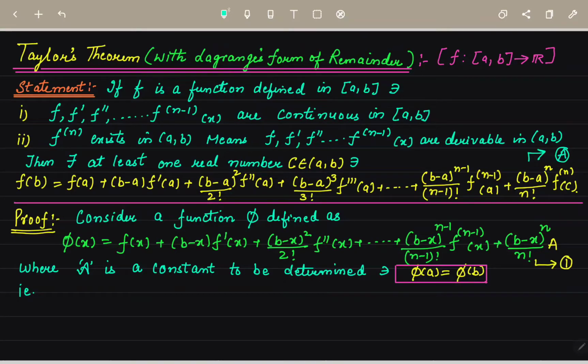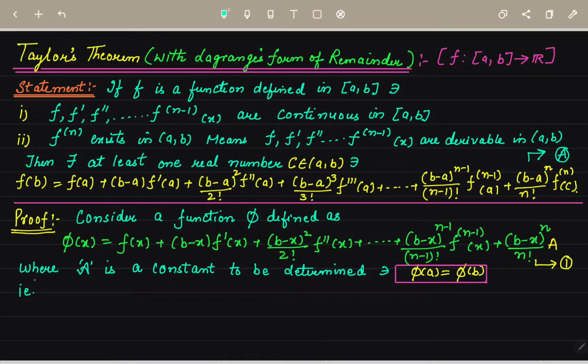So I will prove this. Consider a function phi defined as phi of x is equal to f of x plus (b minus x) into f dash x plus (b minus x) whole square divided by 2 factorial into f double dash x plus, and so on up to (b minus x) whole raised to the power n divided by n factorial into A. Basically this A from equation A is the nth derivative of f at c. So now I want to find this value of A.